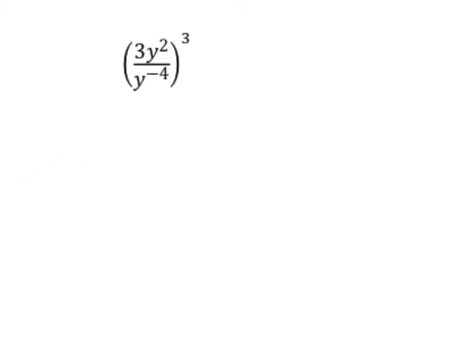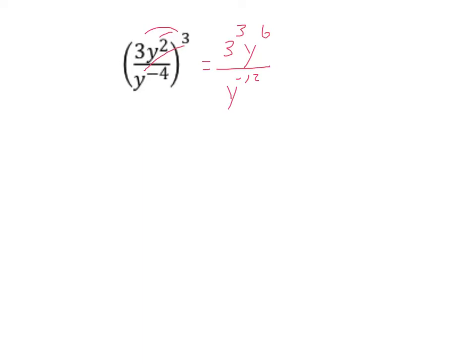Next one here, we have a quotient raised to a power. So we're going to want to distribute that first. What that gives us is 3 to the third. Power raised to a power, we multiply, so y to the 6th. Again, power raised to a power, so y to the -12th.